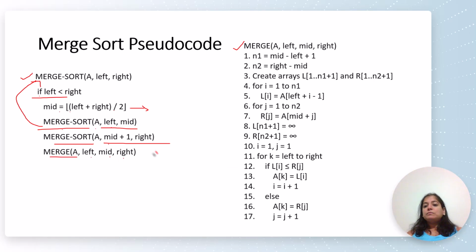Now, how does the merge operation work? The parameters are the array, left index, middle index, and right index. So we take two variables here, n1 and n2. n1 is mid minus left plus 1 and n2 is right minus mid. Create two arrays L and R, left and right.